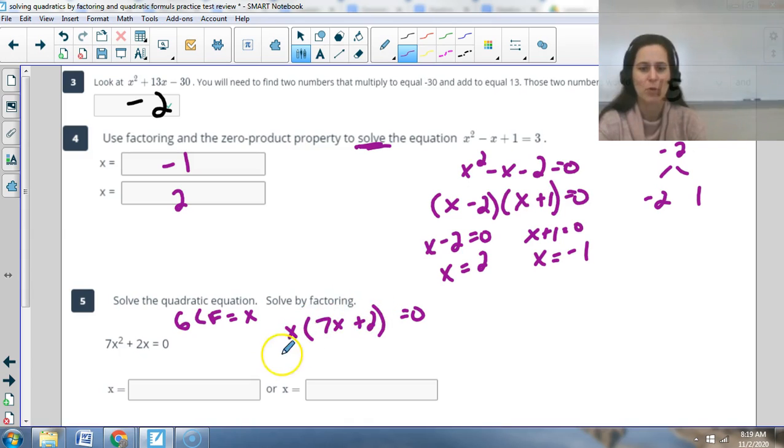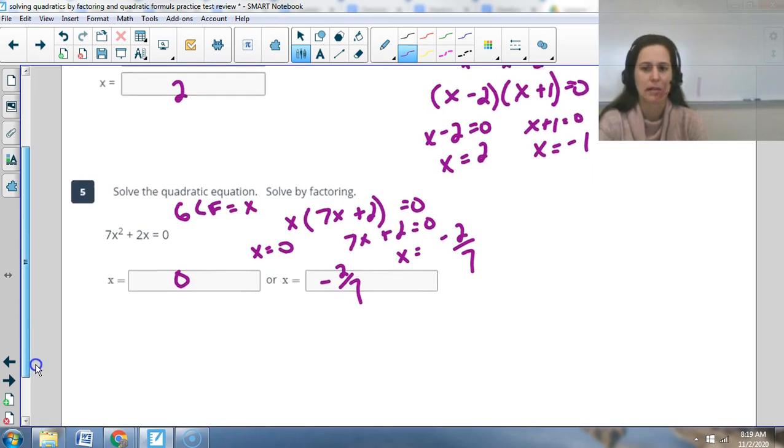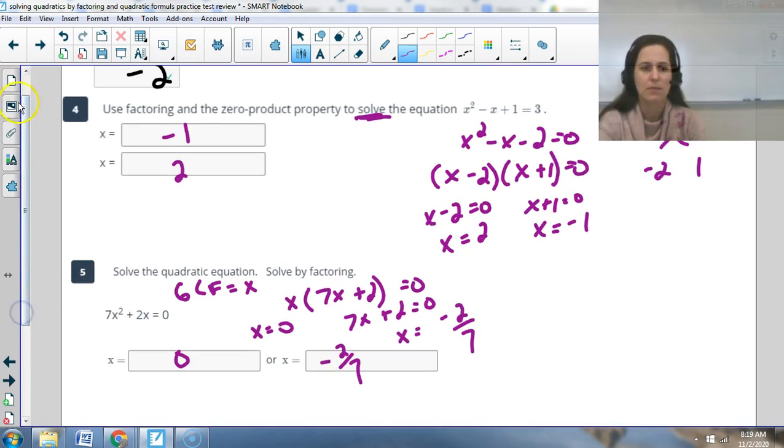Same thing, both of these have to be set equal to 0. So one of our answers is 0, and then we have to set this other one equal to 0 as well. And so when we do that, we subtract 2 and divide by 7. Okay, that's it for that page.